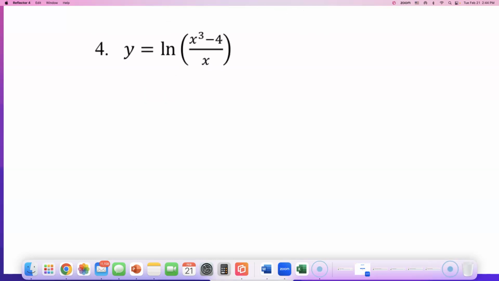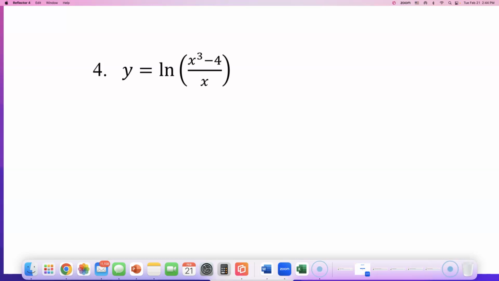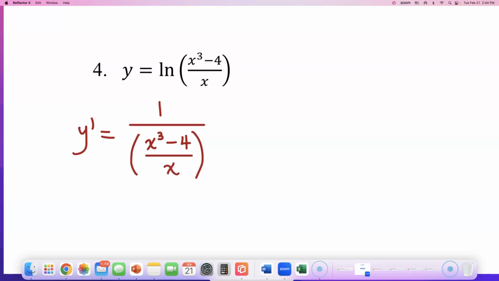Okay, so this one, we have to take the derivative of natural log of something, and that's always going to be 1 over that log argument. So I have to do 1 over x to the third power minus 4 over x. So I write it that way first, but I'm going to fix that. Don't worry, okay? So it's always 1 over whatever this log argument is. So I did 1 over this, okay? But you need to multiply this by the derivative of that log argument, okay?